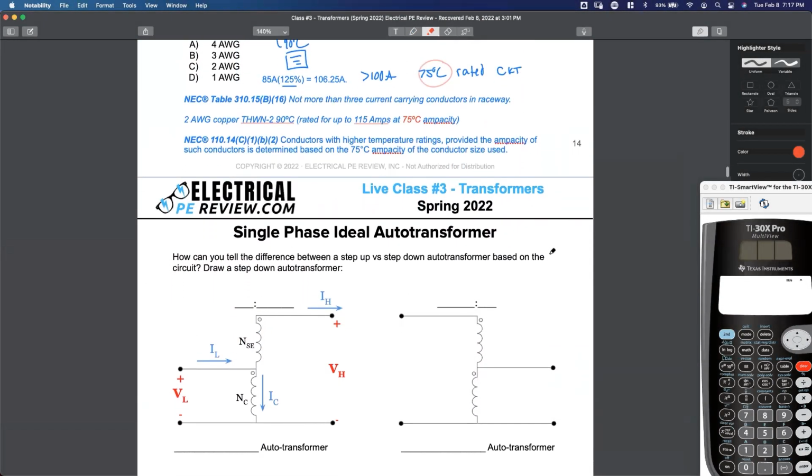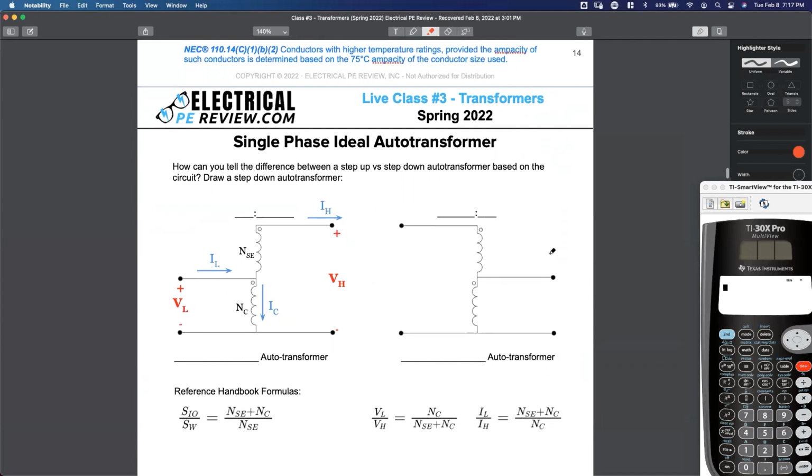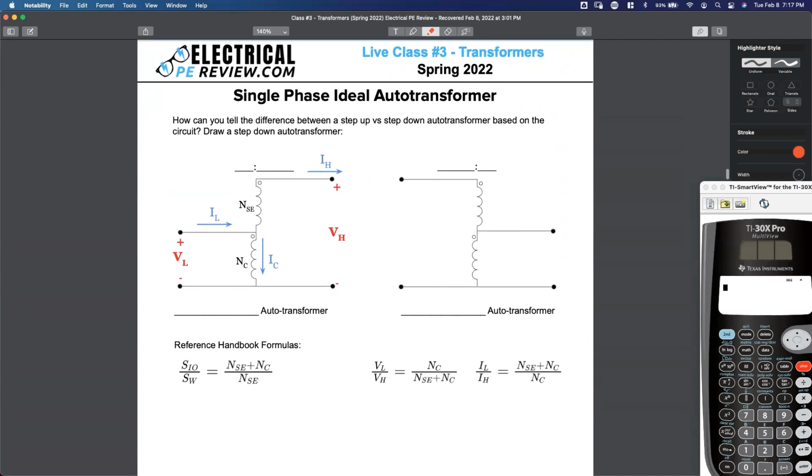So the first thing is we're going to start off with ideal single-phase auto transformers. I find people are often intimidated by auto transformers the first time they use it. They're real easy. I'm going to show you how we can pretty much figure out any relationship we need to using the circuit analysis we're already familiar with. So we don't need to learn anything new. As long as we're comfortable with KVL and KCL and transformers in general, we can figure this out easily.